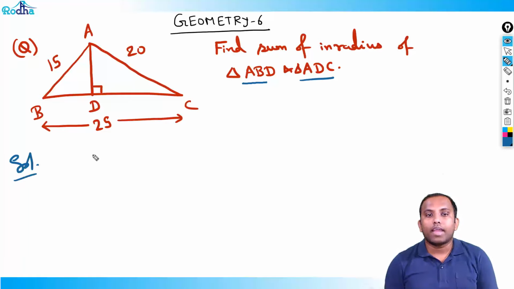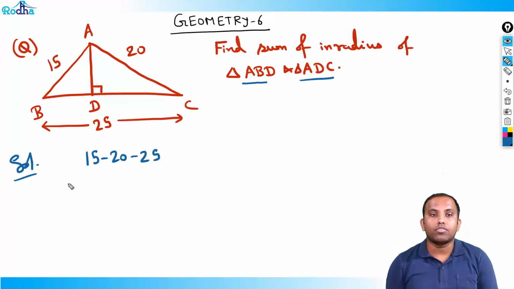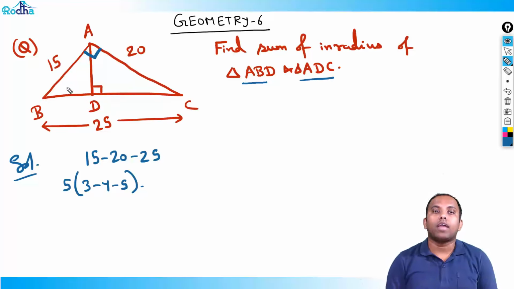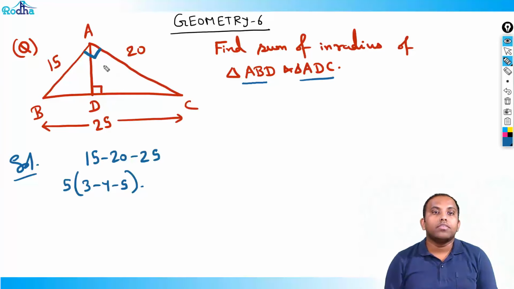Again, sides of the triangle are 15, 20 and 25. Once you take the common factor 5 out, it becomes a 3, 4, 5 triangle. That means it is a right angle triangle. In a right angle triangle, the longest side, 25, is the hypotenuse. So this angle should be 90 degrees, because the angle opposite to the hypotenuse is 90 degrees.